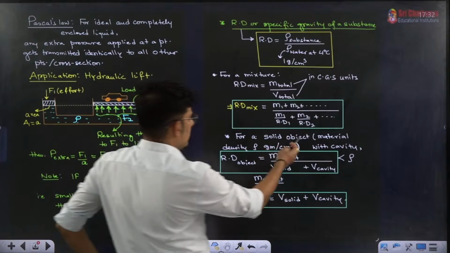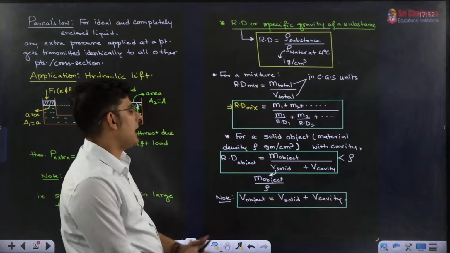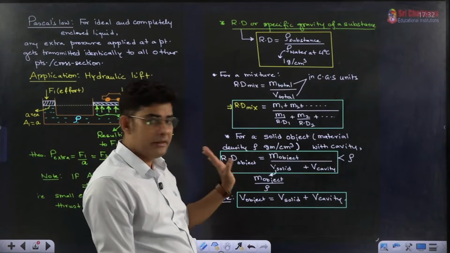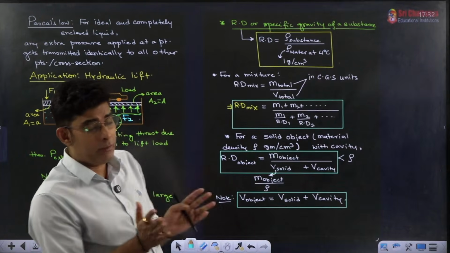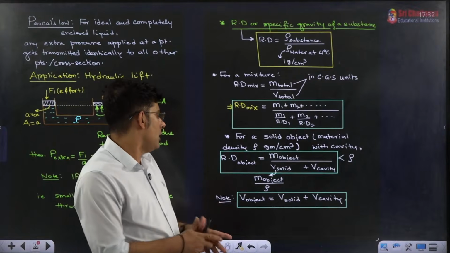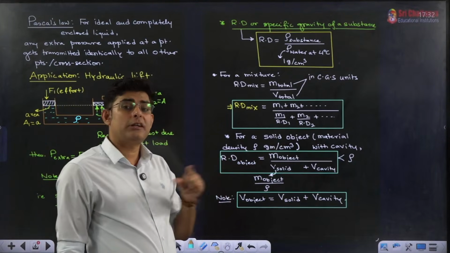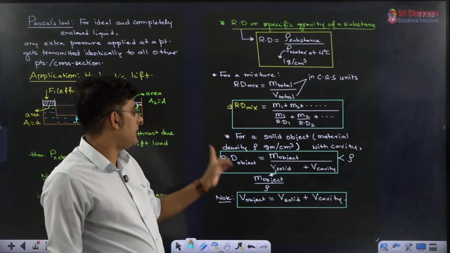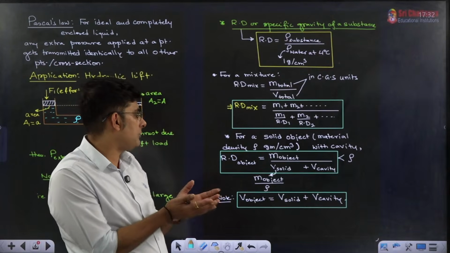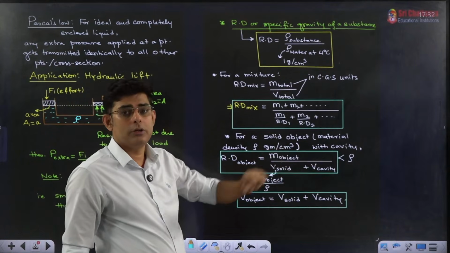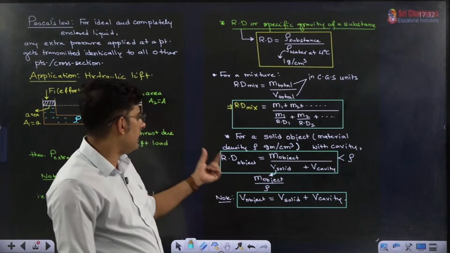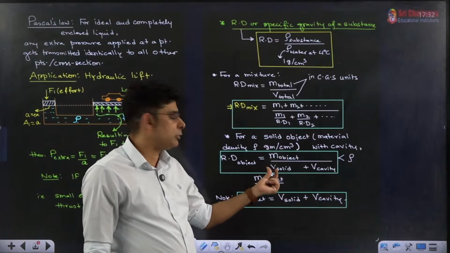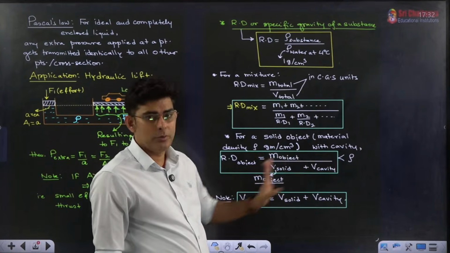Now when we have a solid object whose material density is rho gram per centimeter cube, I have already written CGS, and it has a cavity. A cavity does not have any mass, it only occupies volume. So when we take that object, this object becomes a mixture. Why? It is a mixture of the solid part of the object and it also contains a cavity. So it is a mixture of solid and cavity.